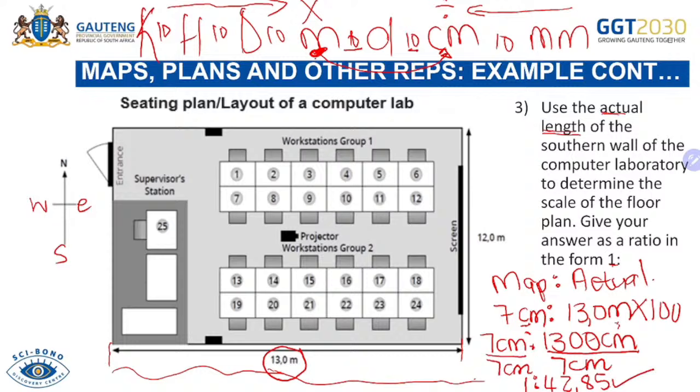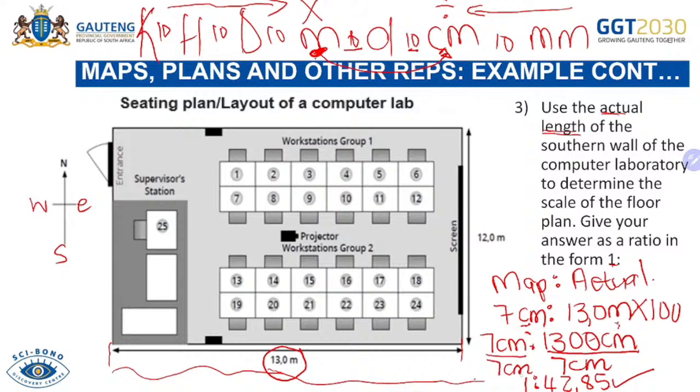The instruction didn't say that the scale must be in the simplest form, or the nearest whole number, or the nearest 10, or the nearest 100. They just said we must determine the scale. So there is absolutely nothing wrong with having a scale that is a decimal number. Our scale is 1 is to 185.71.